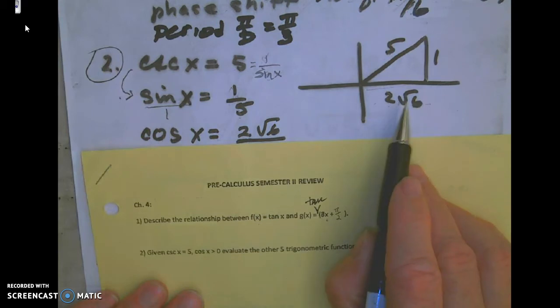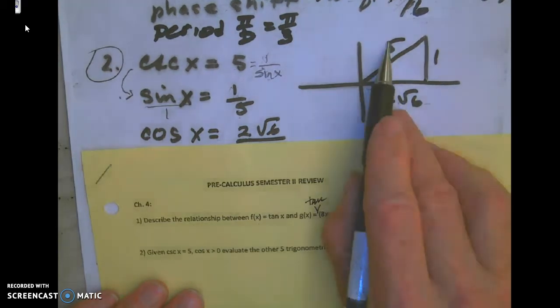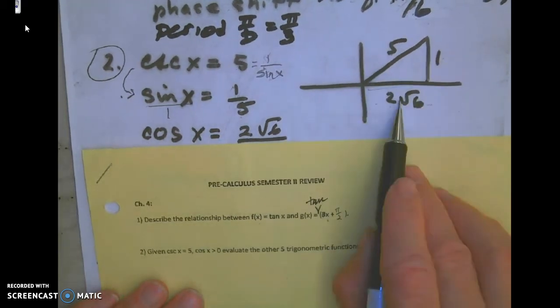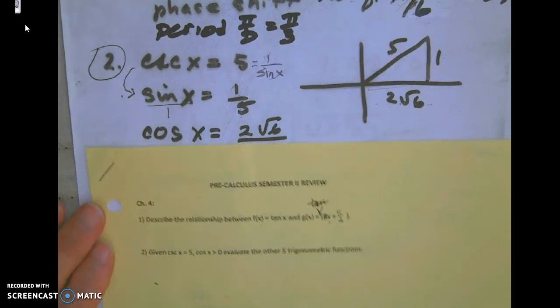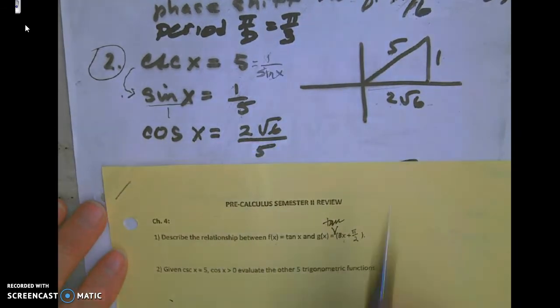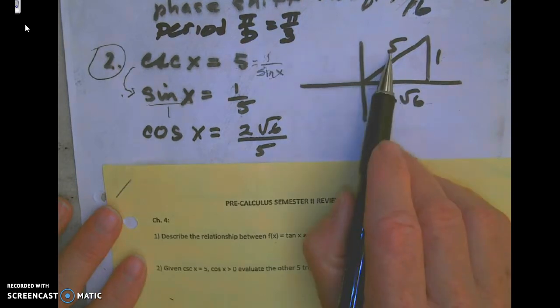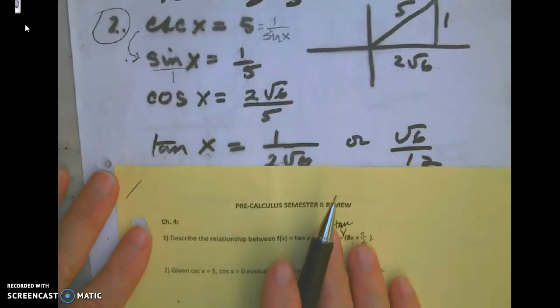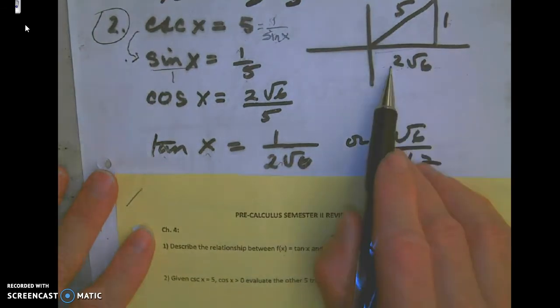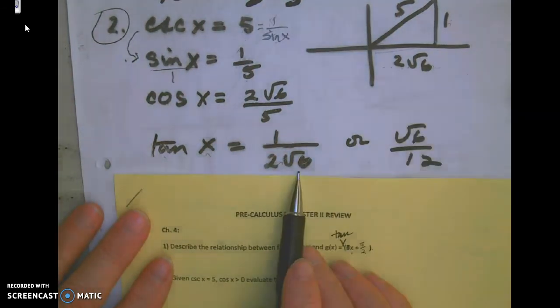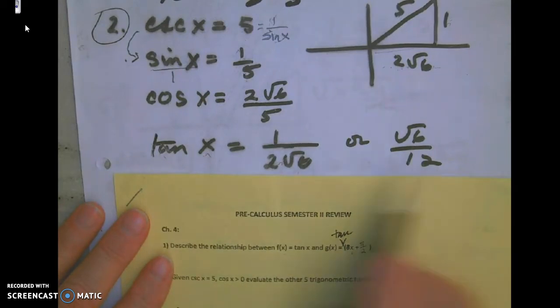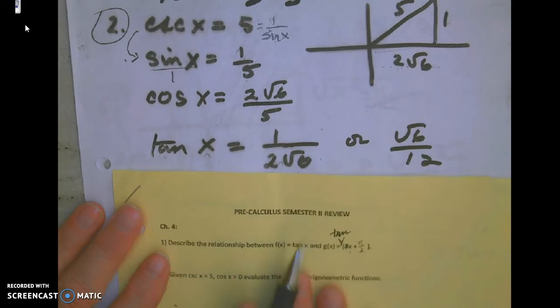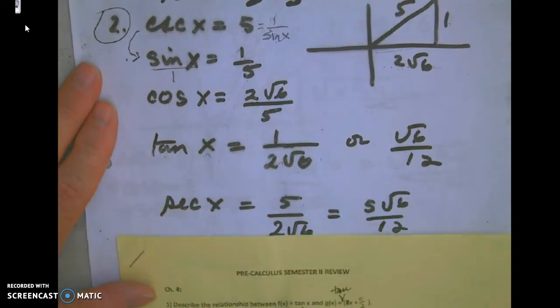So now I have enough to find cosine, sine, tangent, and then I can do the secant and cosecant as well. So the cosine is just going to be this number over 5, adjacent over hypotenuse. The tangent is going to be 1 over 2 root 6. You should be able to rationalize 1 over 2 root 6 into root 6 over 12 by multiplying top and bottom by root 6. And then for the secant, that's going to be equal to 1 over the cosine.